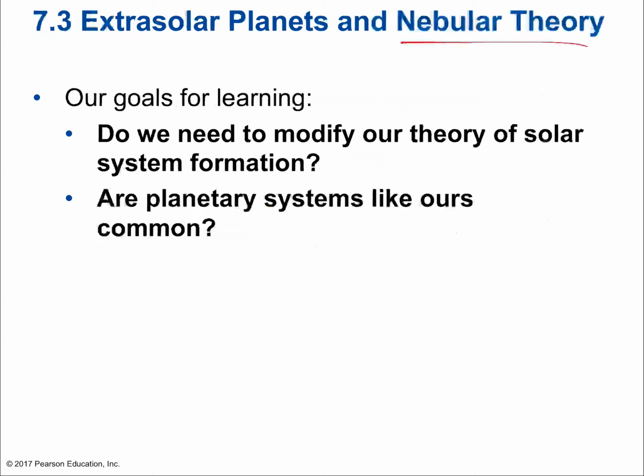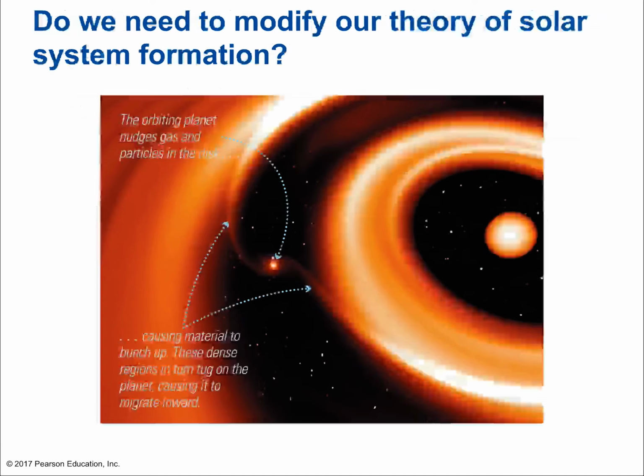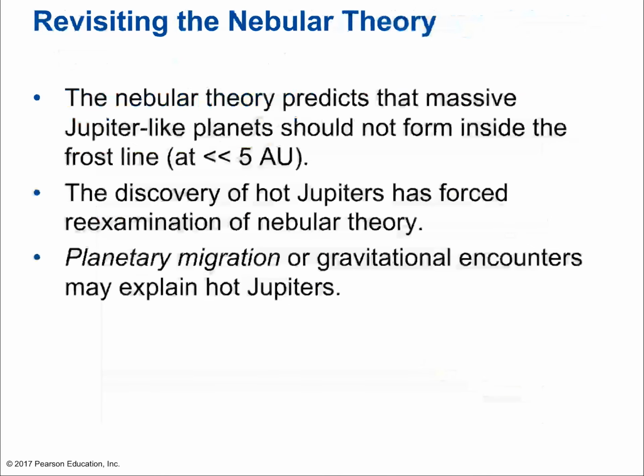The only thing that can actually be amalgamated or accreted into a planet are rocks and metals. So Jupiters cannot form close to stars. So there must be another explanation, okay? And there is. There's something called drifting, okay? So the Nebular theory predicts that massive Jupiter-like planets should not form inside the frost line, which is at about 5 astronomical units for stars like our sun, okay? But we see plenty of stars like our sun that have Jupiter planets that are much closer than 5 astronomical units, okay? So this discovery of these hot Jupiters, that's the name given to them, kind of a cool name, right, has forced re-examination of the Nebular theory.